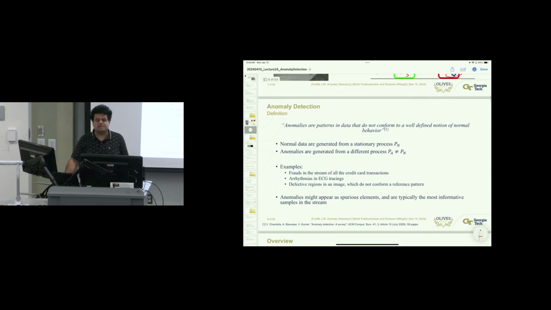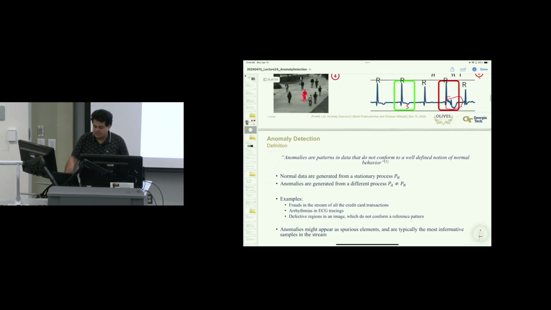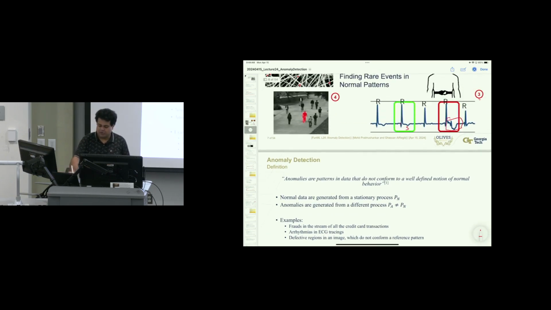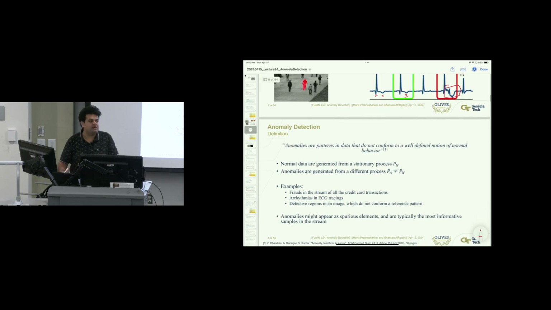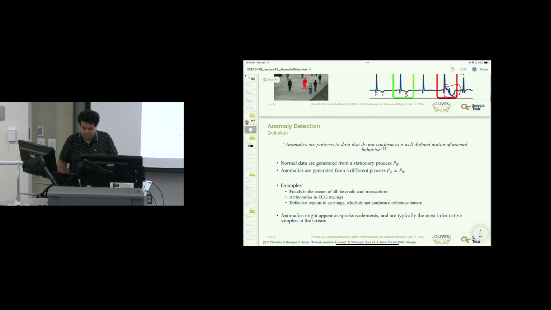So just as a simple definition, anomalies are patterns in data that do not conform to a well-defined notion of normal behavior. So in the PQRS part, the P, the Q, and the R, the fact that there's this huge spike and a dip before it and the dip after it, essentially tells us how our normal behavior needs to look like, but then we might have an anomaly, something that does not conform to this well-defined notion of normal behavior. That is essentially what an anomaly is going to be.